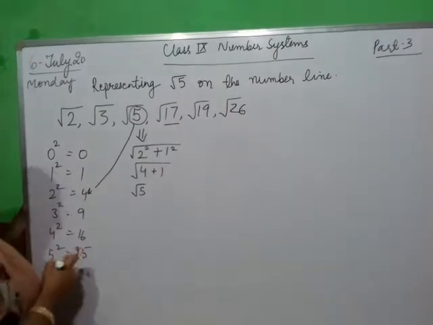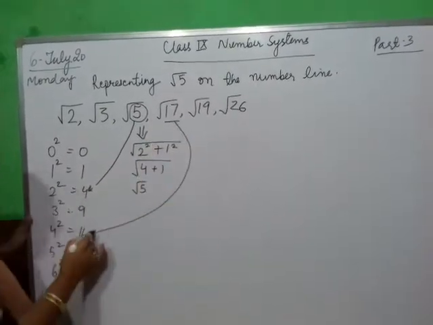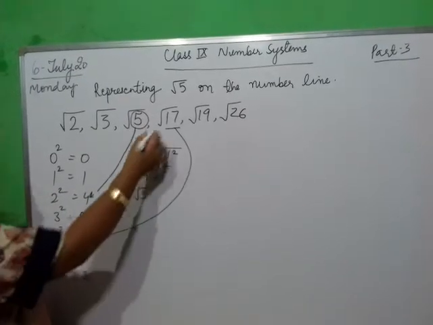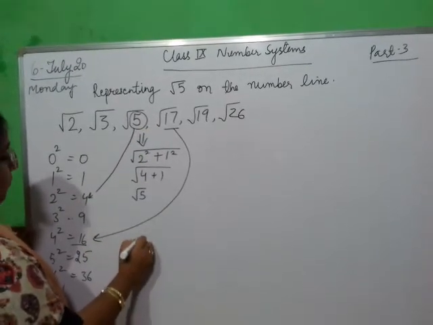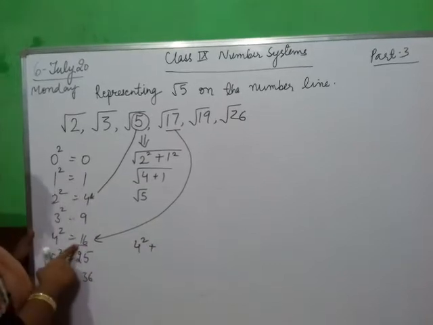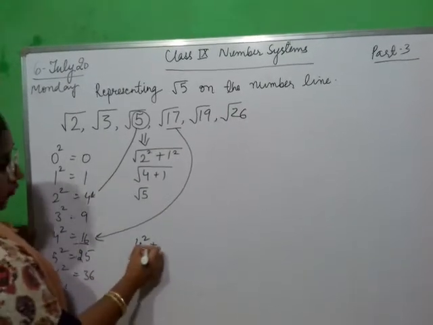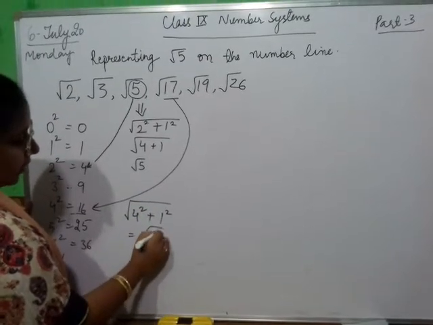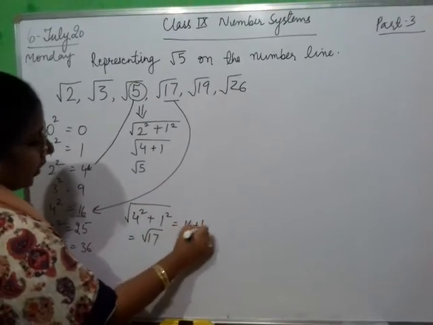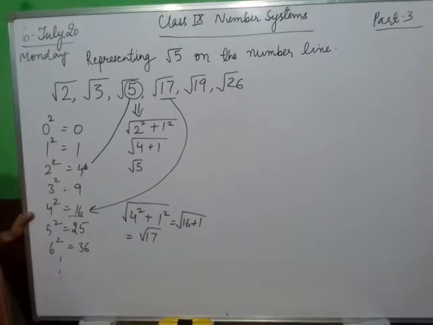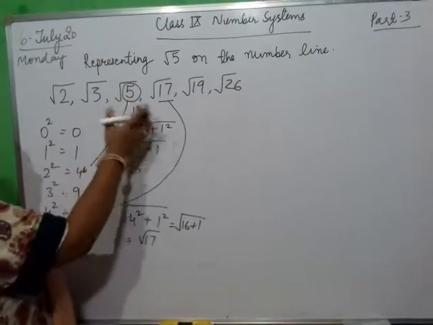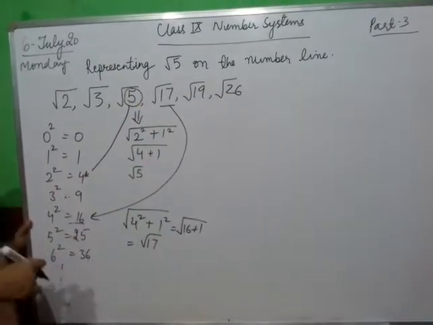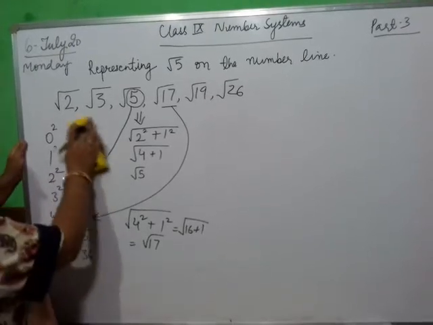Now root 17. Let us see, root 17 is near about 16. So for root 17 I can write 4 square, because 16 is a perfect square of 4. 4 square plus 1 square is root 17, because 16 plus 1 is 17. Now how to represent this root 5 and root 17 on the number line? Okay, so let us start with it.